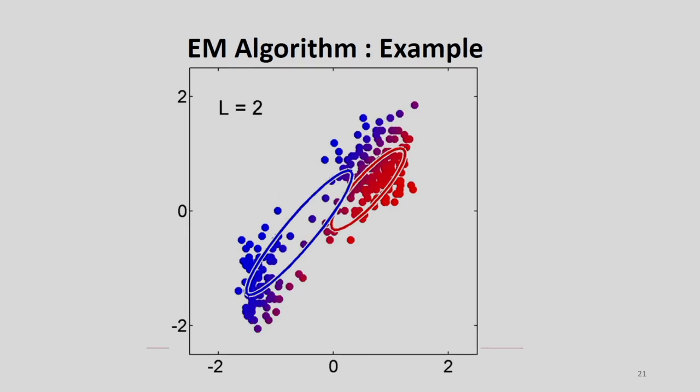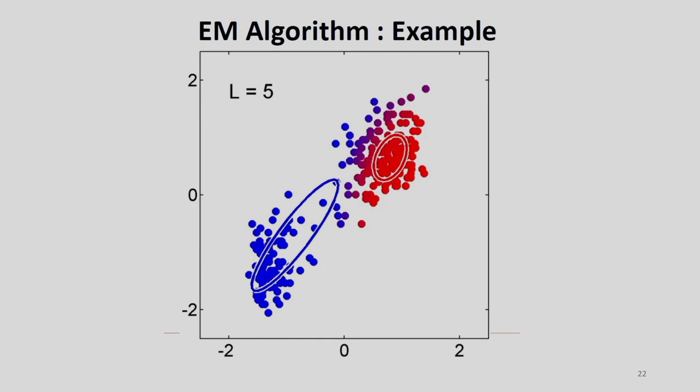In iteration number 2, you can see the position of these two Gaussians in the data set. So in the entire data distribution, you can see the position of these two Gaussians after the second iteration. In the fifth iteration, you can see the position of these two Gaussians. One is the blue colored Gaussian, another one is the red colored Gaussian.